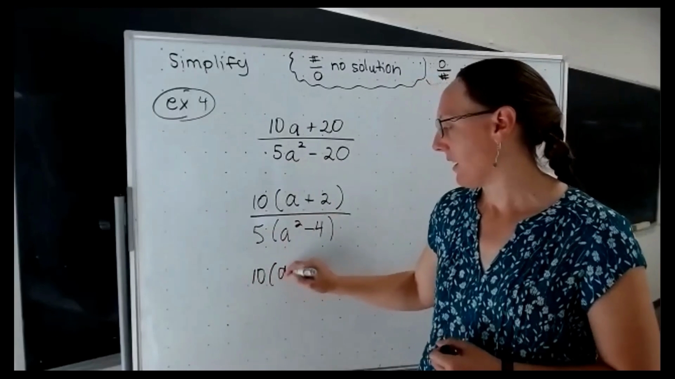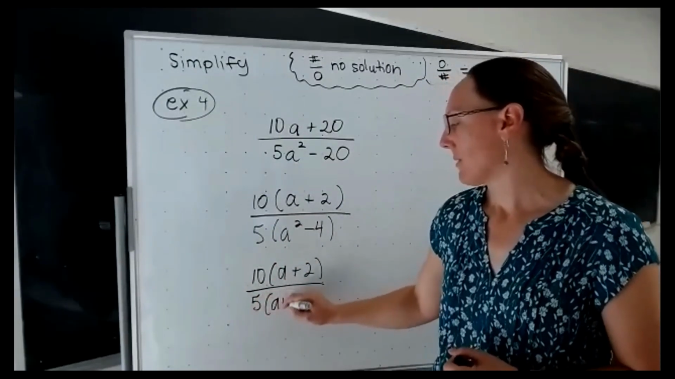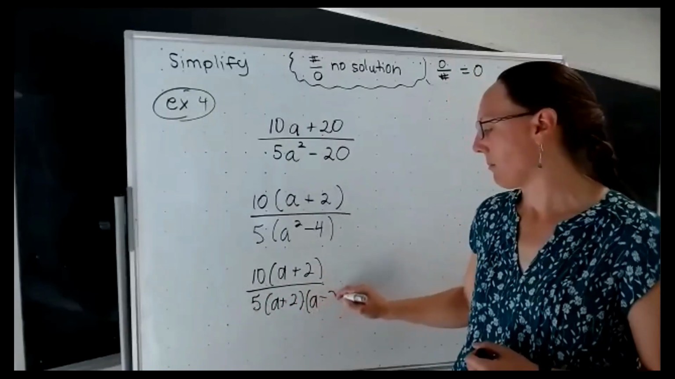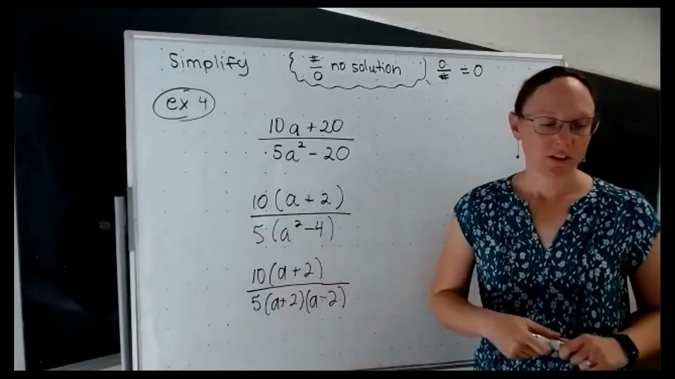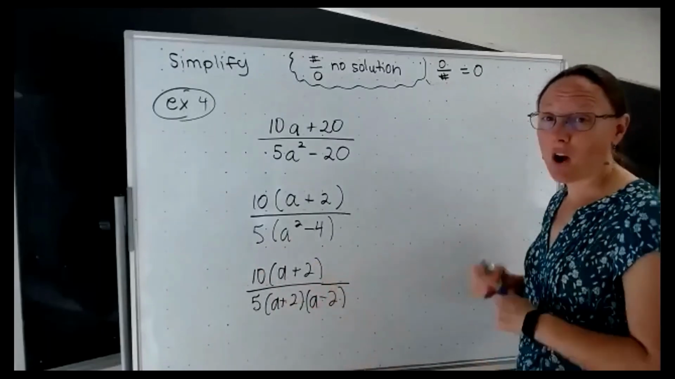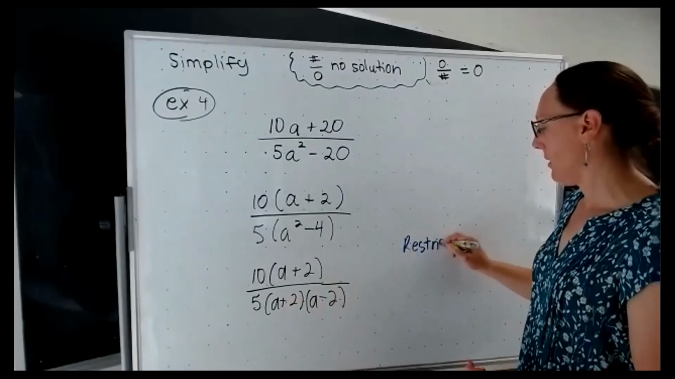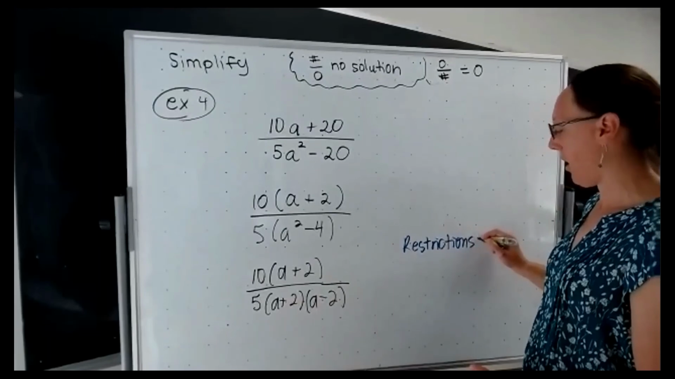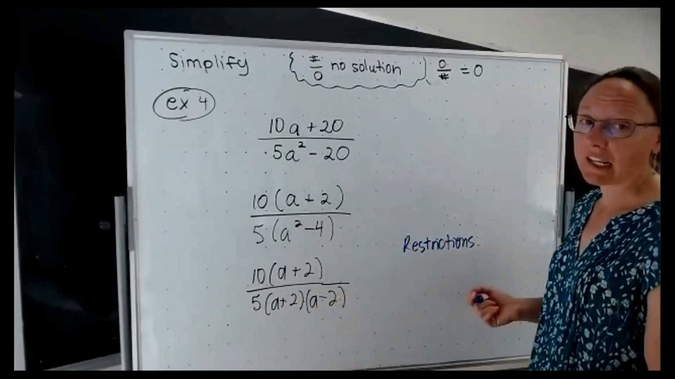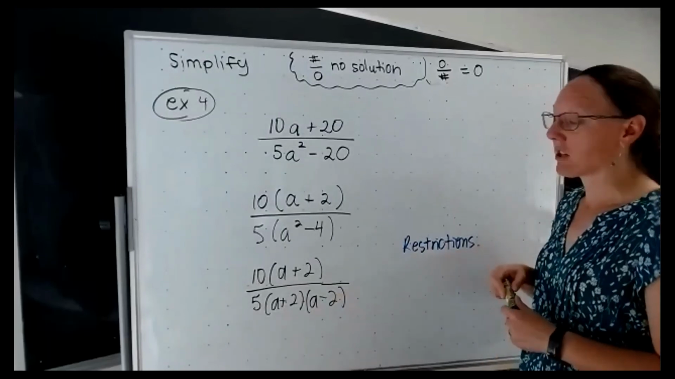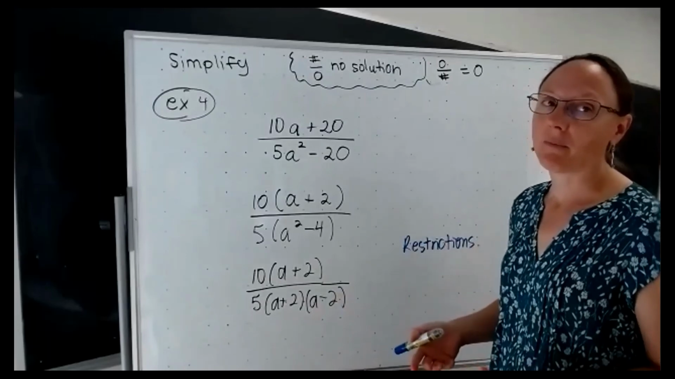So that I've got 10 times (a + 2) over 5 times (a + 2)(a - 2). Now that we've got it factored, we could pause here and go ahead and write out our restrictions, because we know that our restrictions are going to come from the factored form before we've simplified anything. So when I look at my restrictions, that's asking the question, what would make the denominator equal to 0?